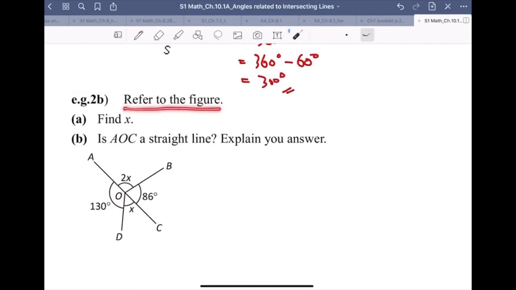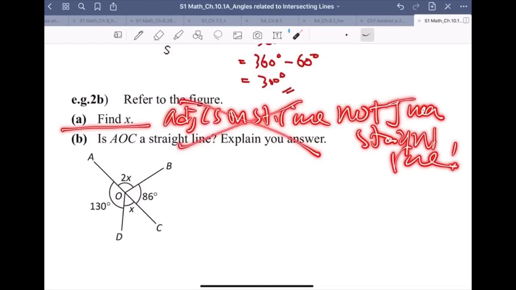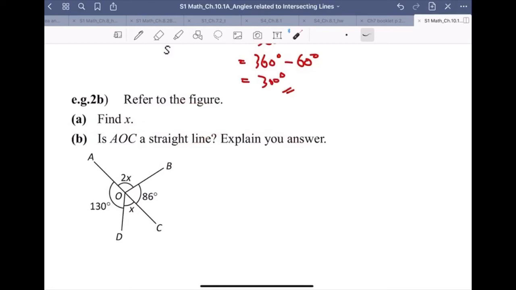So last one. Here, refer to the figures, find x. Some lines are not given as straight lines. It seems like A, C are straight, but we can't see it in part A. For part B, you are asked to prove whether this one is a straight line. So for part A, we can't use adjacent angles on a straight line, because you're not given a straight line. Therefore, there are 4 angles added together, so for part A we should use angles at a point.